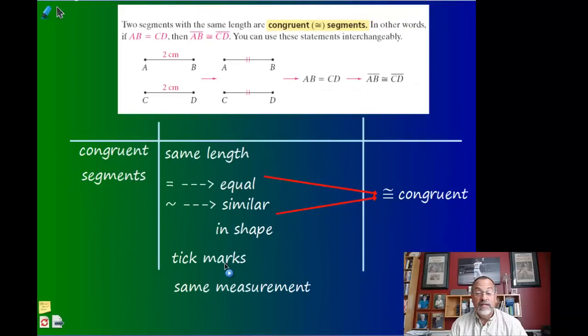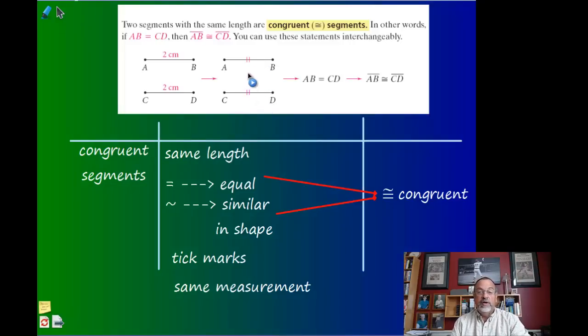Tick marks indicate that things are equal or the same measure, and they can be applied to segments most commonly. Angles, same thing. We have tick marks. They look a little bit different, but they're still called tick marks. Now, if tick marks indicate that it's the same measure, it's important that you have the same number of tick marks on each one. Notice we have 2 tick marks on AB and 2 tick marks on CD. That means that these two are equal because they have the exact same number of tick marks.